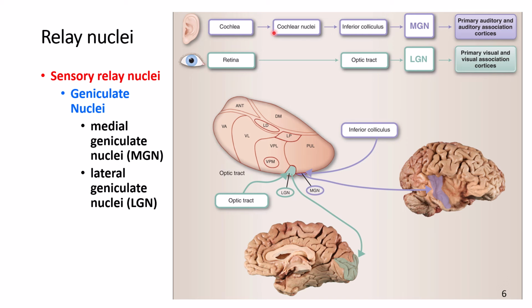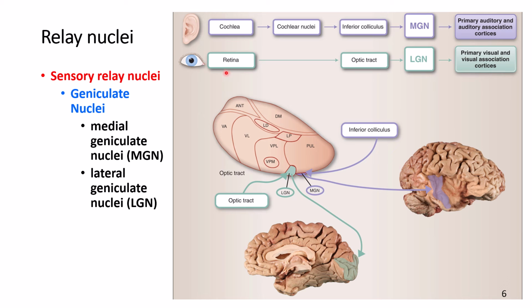From there, it goes through the cochlear nerve to the cochlear nuclei, and from there it goes through the lateral lemniscus to the inferior colliculus. Inferior colliculus, if you remember, is in the midbrain, and from there it goes to the medial geniculate nucleus of the thalamus through the inferior brachium. And from the thalamus, it goes to the primary and auditory association cortices.